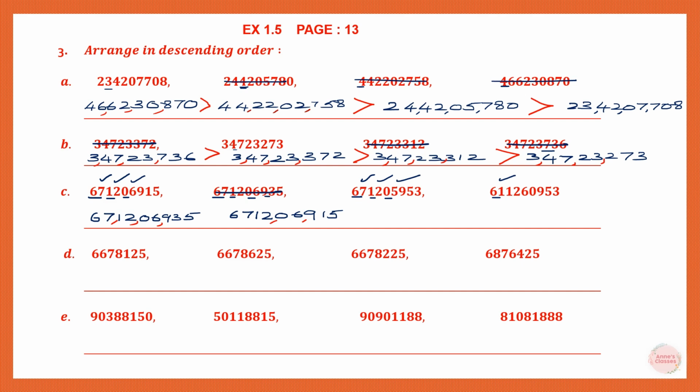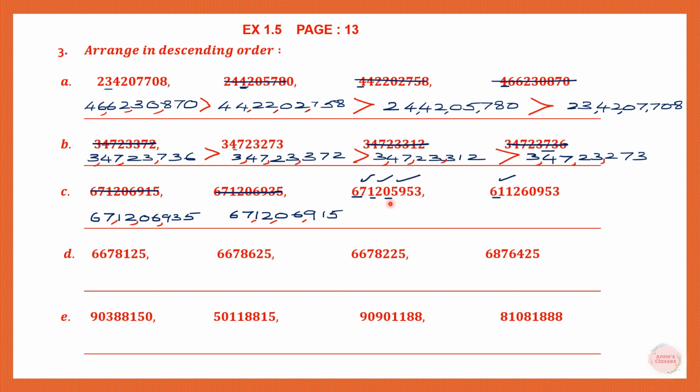We have the commas. Let's read the number. 67 crore, 12 lakh, 6,915. So we finish with this number. Let's cancel that. So that is also done.